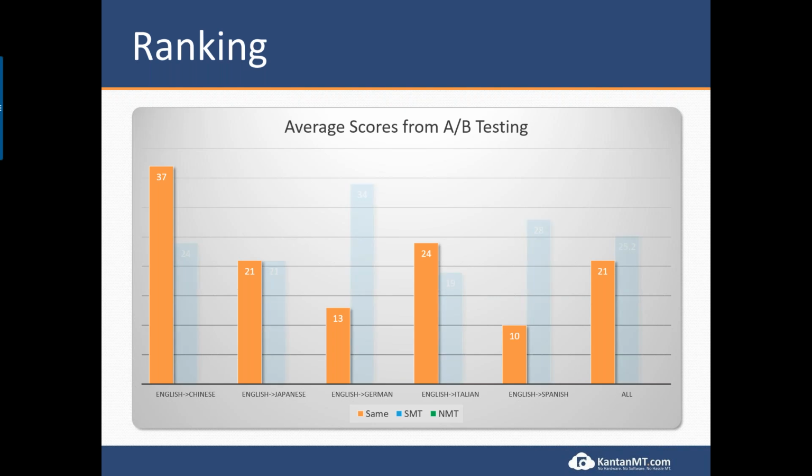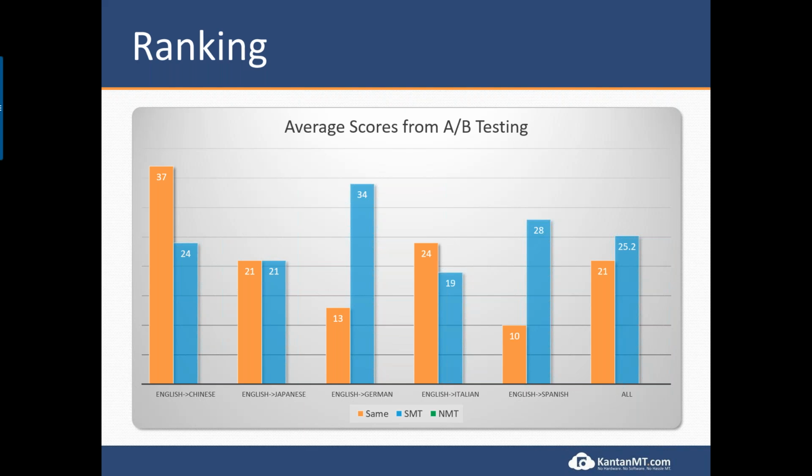Well, if we superimpose the segments that were deemed or ranked higher than NMT, in other words, they came from the statistical engine, you can see those blue graphs there. So 24% of the segments, 1 in 4 segments in the English Chinese LQR or A/B test, was rated as being better in the SMT. Okay, you can see in the English Spanish it was 28%, slightly higher. Okay, and on average 25% was the average score across all 3 engines.